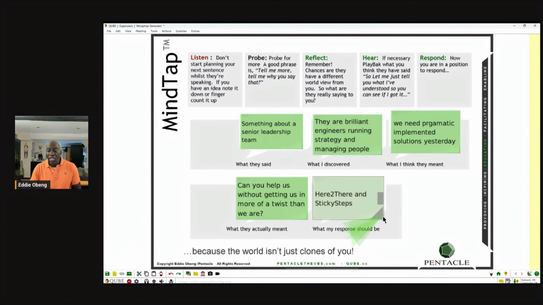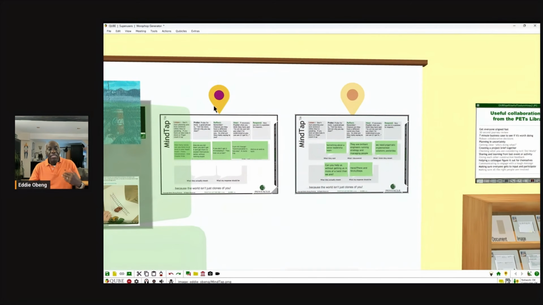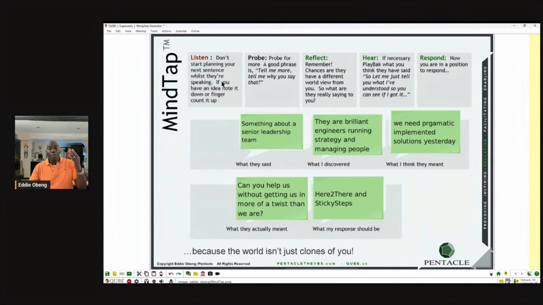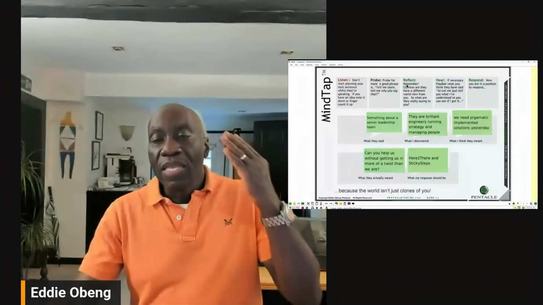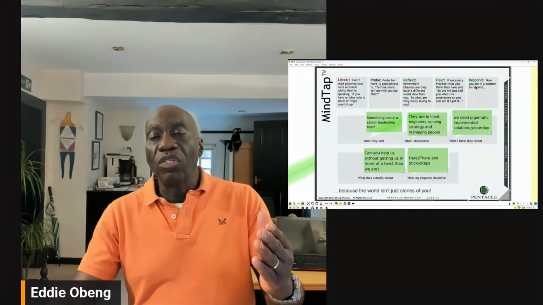Let's do it here to there. Where would you like to be? And then sticky steps to break it down so they can see I can get them there without getting them into a twist. So this is my reflection. But while you're in the event, just listen, probe, reflect, hear what they're saying, and then respond.